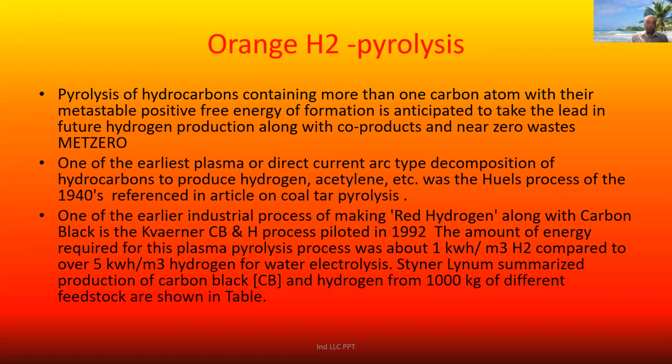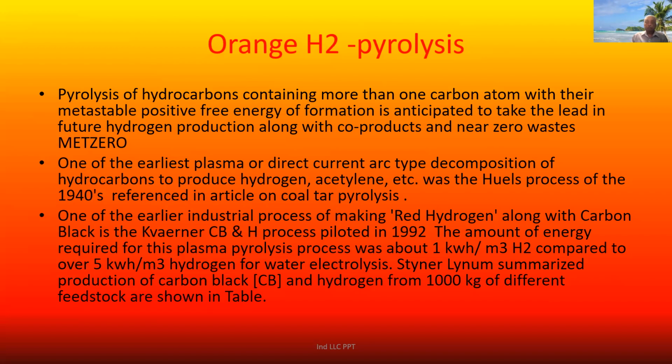We also note that some of the methods of making this orange hydrogen by pyrolysis are already known. In the 1940s, Hüls process using direct current arc or plasma for decomposing hydrocarbons to produce hydrogen and acetylene was known. It was known and utilized in the article on coal tar pyrolysis.